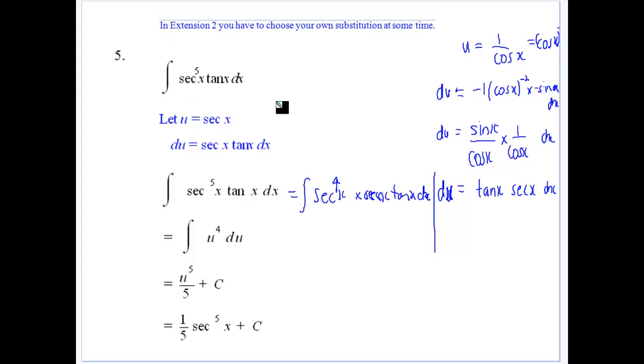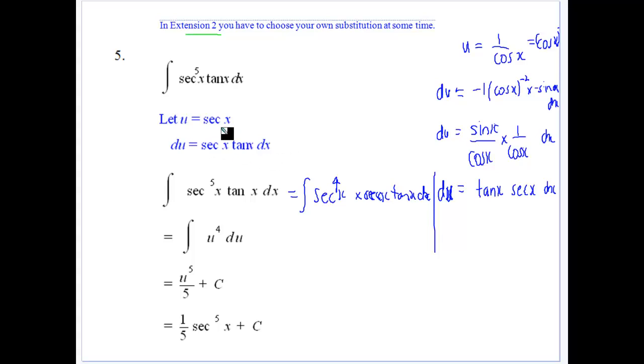Now, these ones here are situations where you will have to do a substitution. But in Extension 2, unlike Extension 1 where we get given the substitution all the time, you might be given a substitution, you might not. You might have to be able to look at the situation and go, okay, is it a reversal of the chain rule, which technically this is, but you might have to choose a substitution. So we're looking at this situation here.